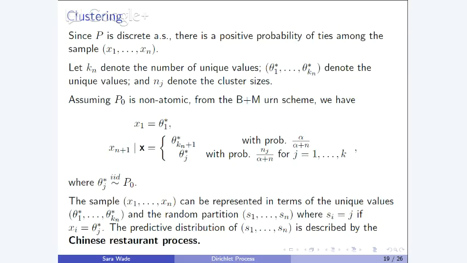So now, if we color these tables with colors sampled from our base measure, we color this table with theta 1 star, sampled from P0. So now this table has color theta 1 star. This table has color theta 2 star, which is independently sampled from my base measure. And this table is colored with theta 3 star. Then we have the predictive distribution of the Dirichlet process. So if we color the tables of the Chinese restaurant process, we have the predictive distribution of the Dirichlet process.